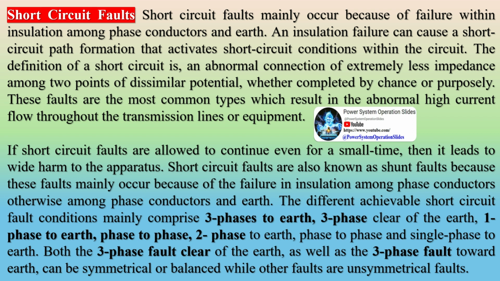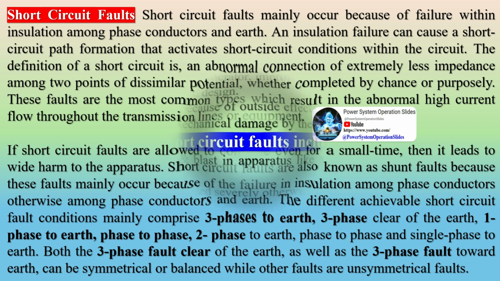The different possible short circuit fault conditions mainly comprise 3 phase to earth, 3 phase clear of the earth, single phase to earth, phase to phase, and 2 phase to earth. Both the 3-phase fault clear of the earth and the 3-phase fault to earth can be symmetrical or balanced, while other faults are unsymmetrical faults.